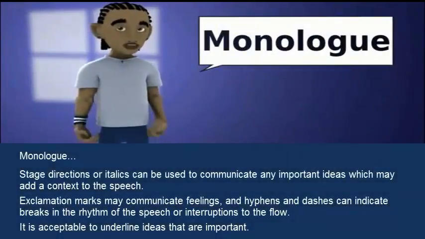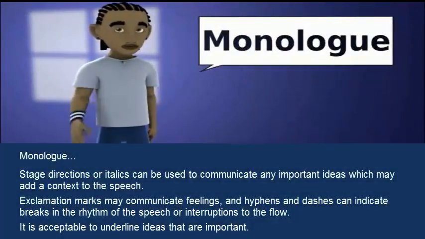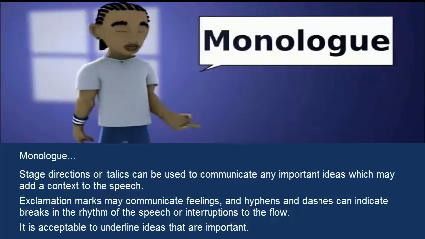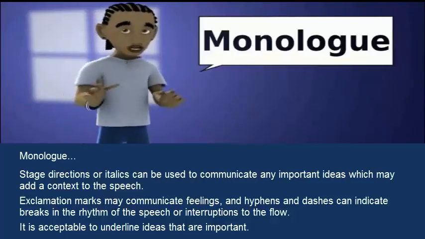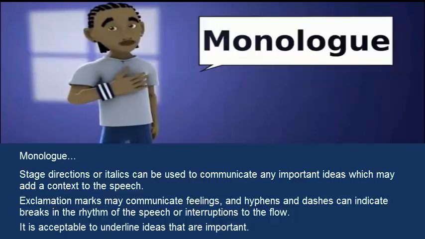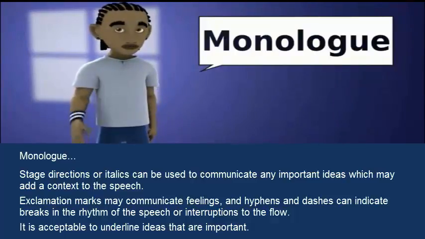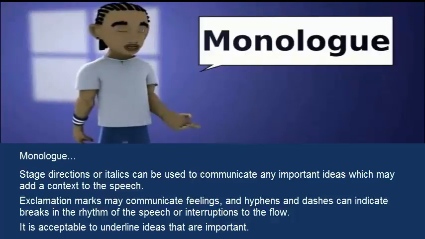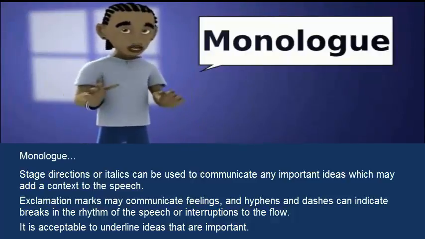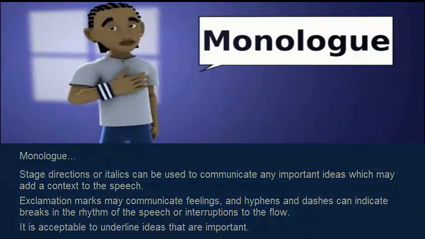Stage directions or italics can be used to communicate any important ideas which may add a context to the speech. Exclamation marks may communicate feelings, and hyphens and dashes can indicate breaks in the rhythm of the speech or interruptions to the flow. It is acceptable to underline ideas that are important.